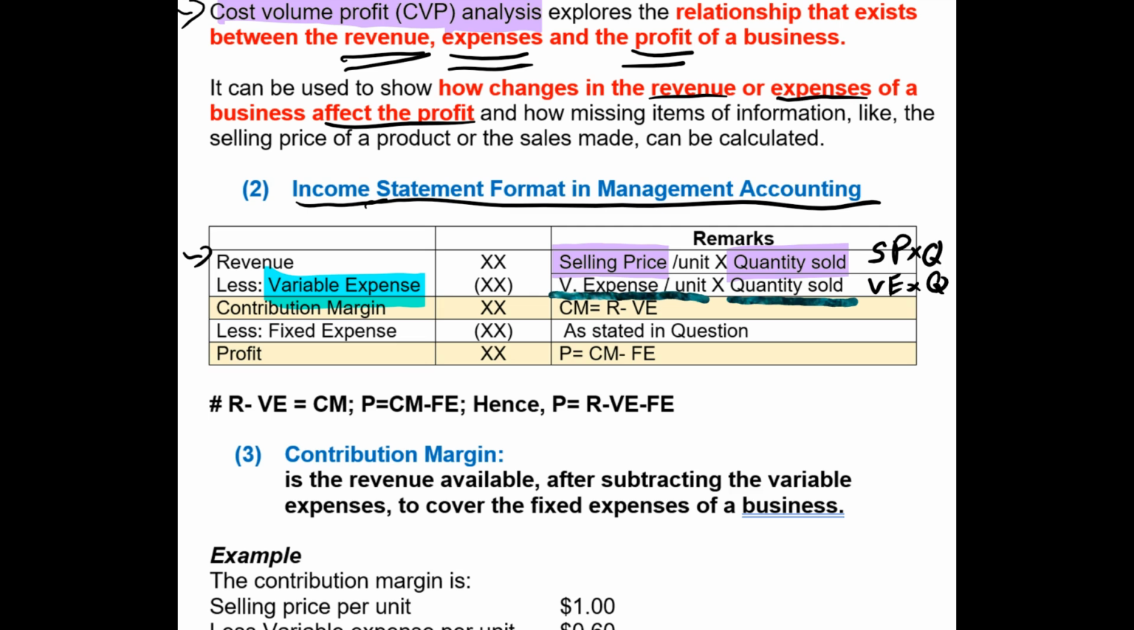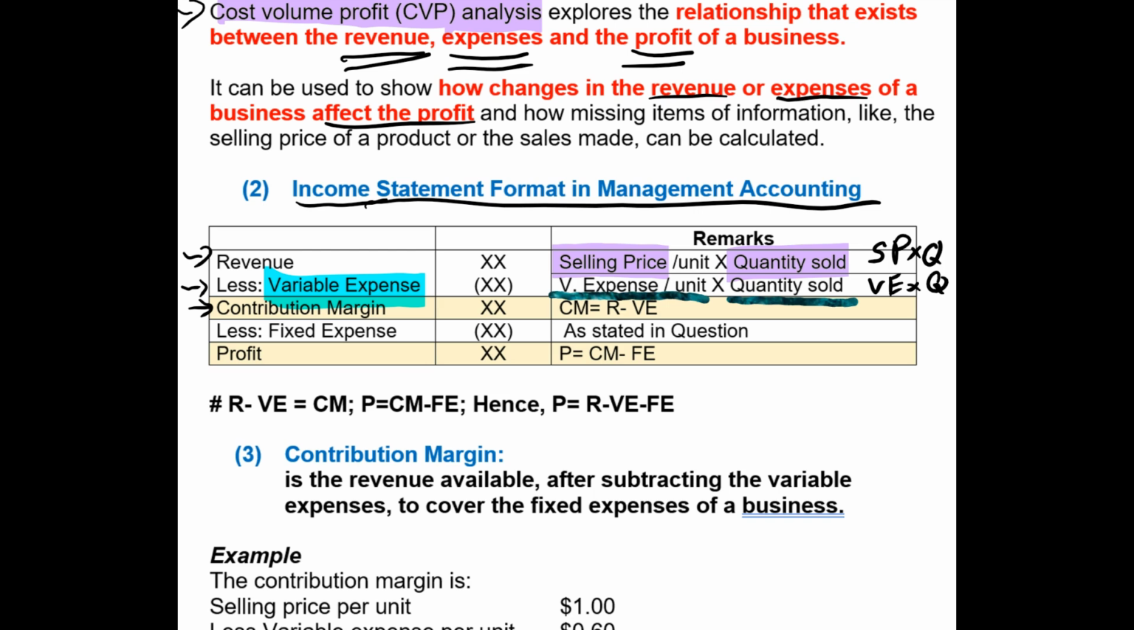So revenue minus variable expenses, you will get contribution margin. Revenue less variable expenses equals contribution margin. You need to remember this because we are going to use this a lot throughout this chapter. Revenue minus variable expenses gives you contribution margin.